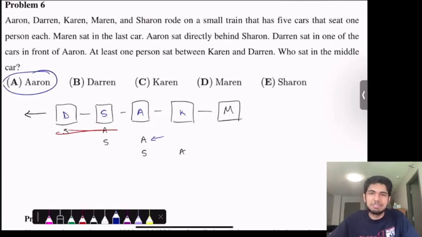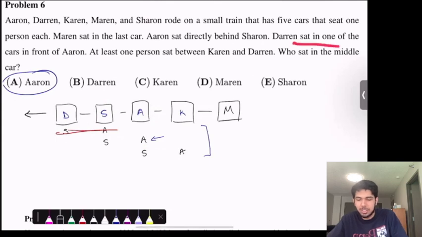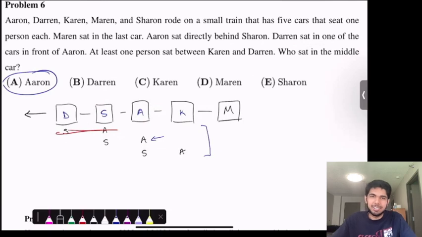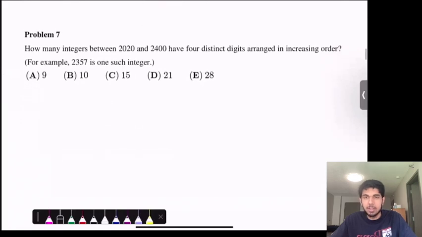That's it. I don't really have much to say about this question. Just try to use some strategy. Don't be afraid of casework, sort of breaking it up into these three cases. And if you aren't able to immediately place people all of the time, like when we learned that Darren sat in one of the cars in front of Aaron, we weren't able to place any new additional people that we knew for certain. We were just able to eliminate some cases. So that's okay, and just work from there. So that's that problem. All right.